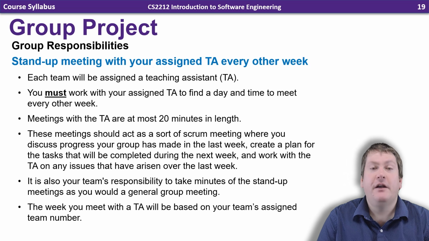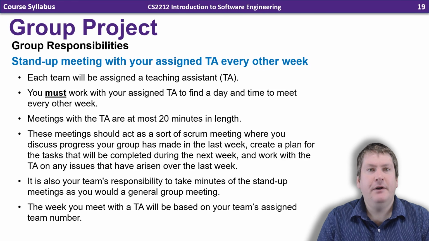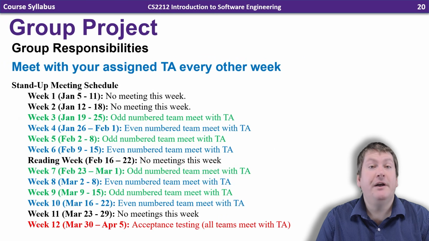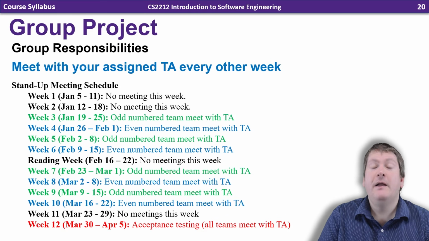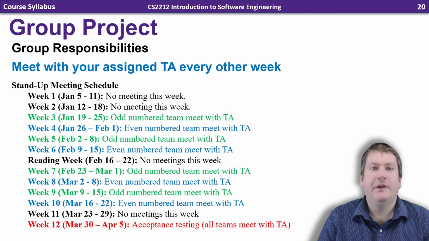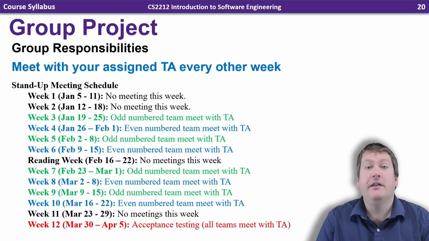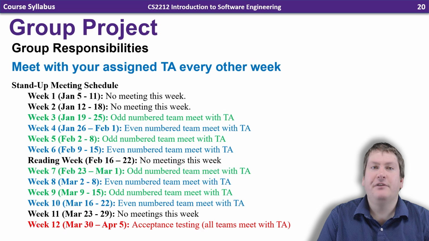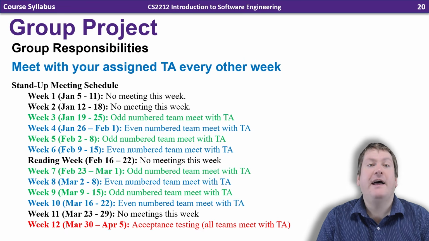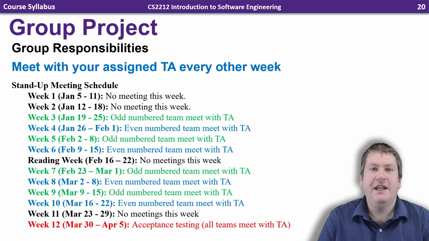Since this is a meeting that happens every other week, it is going to be based on your team's number. So each team's going to be assigned a number, and whether that's odd or even will depend on which week you meet with your TA. I have a schedule here, but in simple terms, if your team has an odd number, you'll be meeting on odd weeks. If your team has an even number, you'll be meeting with the TA on even weeks. See the schedule here for more details on exactly which week is which, as well as which weeks have meetings. Note that there's no meetings held on reading week, and the last week of the class, all teams are going to meet with the TA to do acceptance testing.